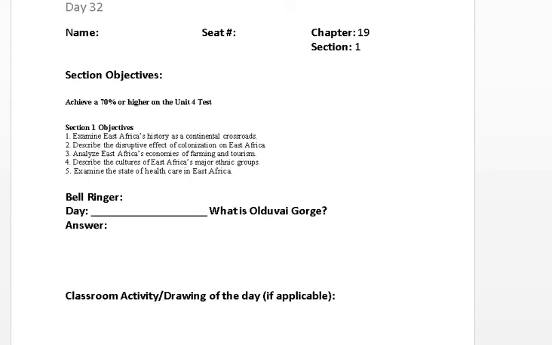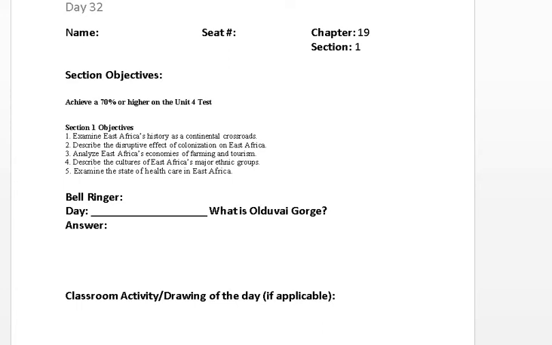Today's lecture is over Chapter 19, Section 1, the objectives. Number 1, examine East Africa's history as a continental crossroads. Number 2, describe the disruptive effects of colonialization on East Africa.